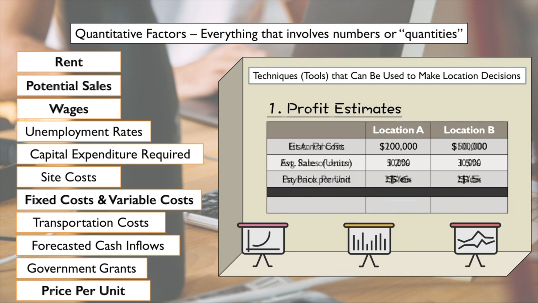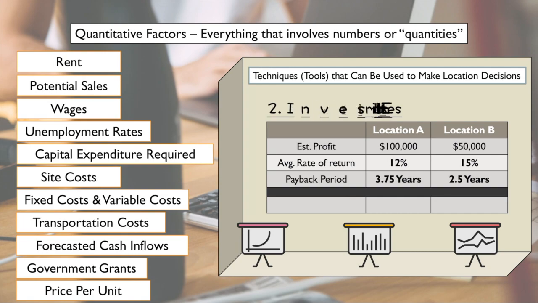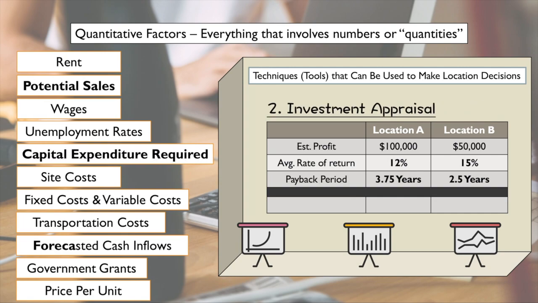But we can't just stop at profit. We need to also talk about the average rate of return and the payback period. These are our tools for investment appraisal. So now we can see a little more information on location A and location B. And it looks like location B is a little better as far as it goes for appraising it as a smart investment. We have more of a rate of return and we have a shorter payback period.